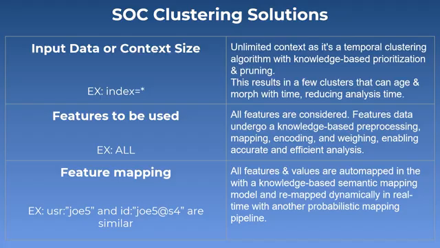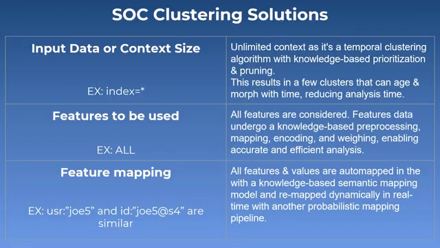So I go back and I try to fix these issues. So input data and context size, I will find a way to use temporal clustering to essentially have clusters that evolve. And they can capture all of the data in the world, and I don't have to deal with input data or context size. Fantastic. I will also use something called knowledge-based pre-processing or knowledge graphs to utilize entire data. I don't have to select features anymore. Fantastic. And then for feature mapping, I will also use some sort of a semantic mapping model or a data mapping model that allows me to map in real time dynamically, not based on a schema.